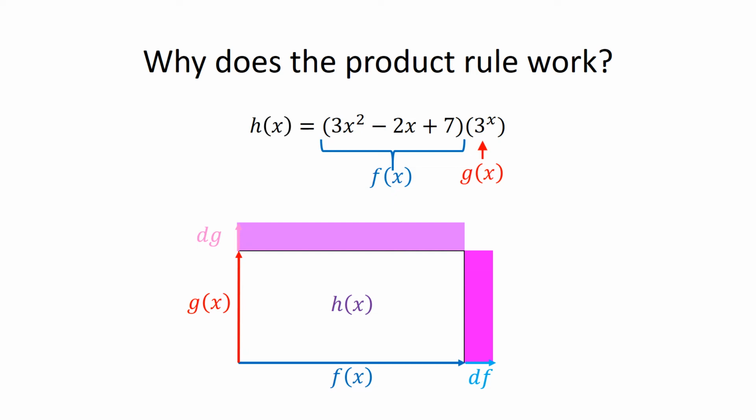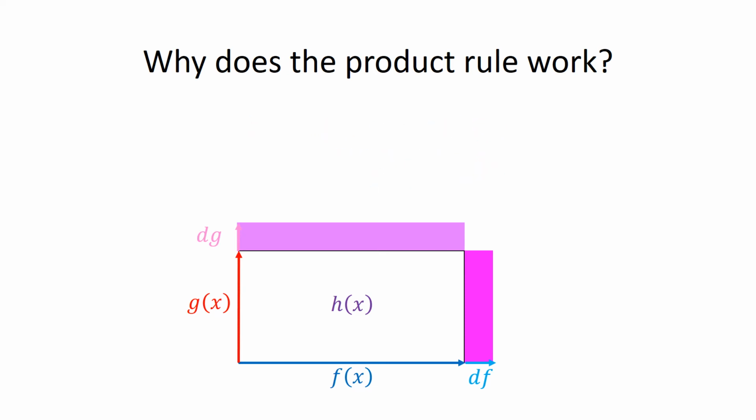Next, we can think about how much the area changed by. As x increases, then the area changes by delta h. And if the change in x is small enough, then we call this dh. The area that we got from the change in f is df times g of x, and the area that we got from the change in g is dg times f of x. So the total change in area would be the sum of these two areas.